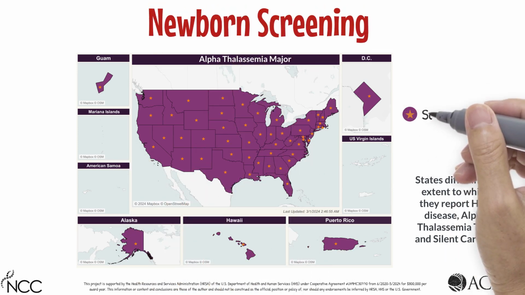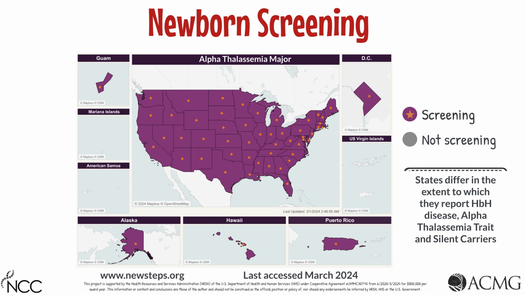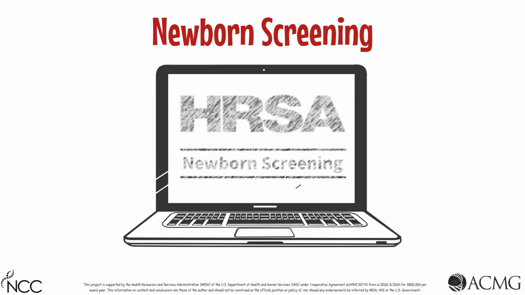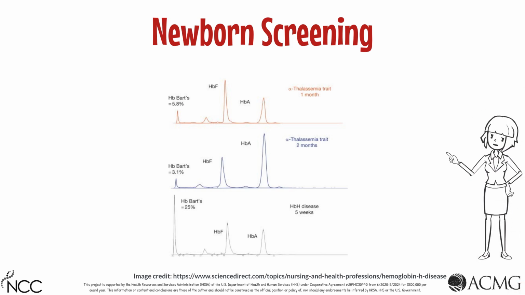All states in the United States provide newborn screening for alpha thalassemia major or hydrops fetalis. States differ in the extent to which they report HbH disease, alpha thalassemia trait, and silent carriers. A good resource for checking a state's newborn screening panel is the newbornscreening.hrsa.gov website.